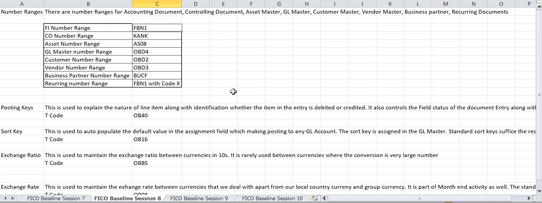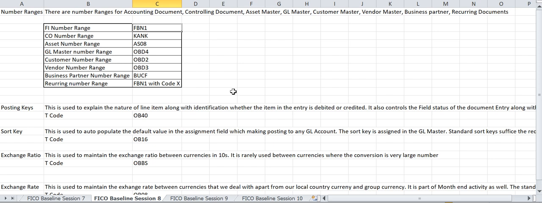Apart from explaining whether the line is a debit or credit, it also controls the field status along with the field status group of the GL account. So the functions of the posting key are two. Number one is to decide whether the line in an entry is debit or credit. Second is to control the field status while posting the entry. Okay, this is the second concept. Third concept is the sort key.